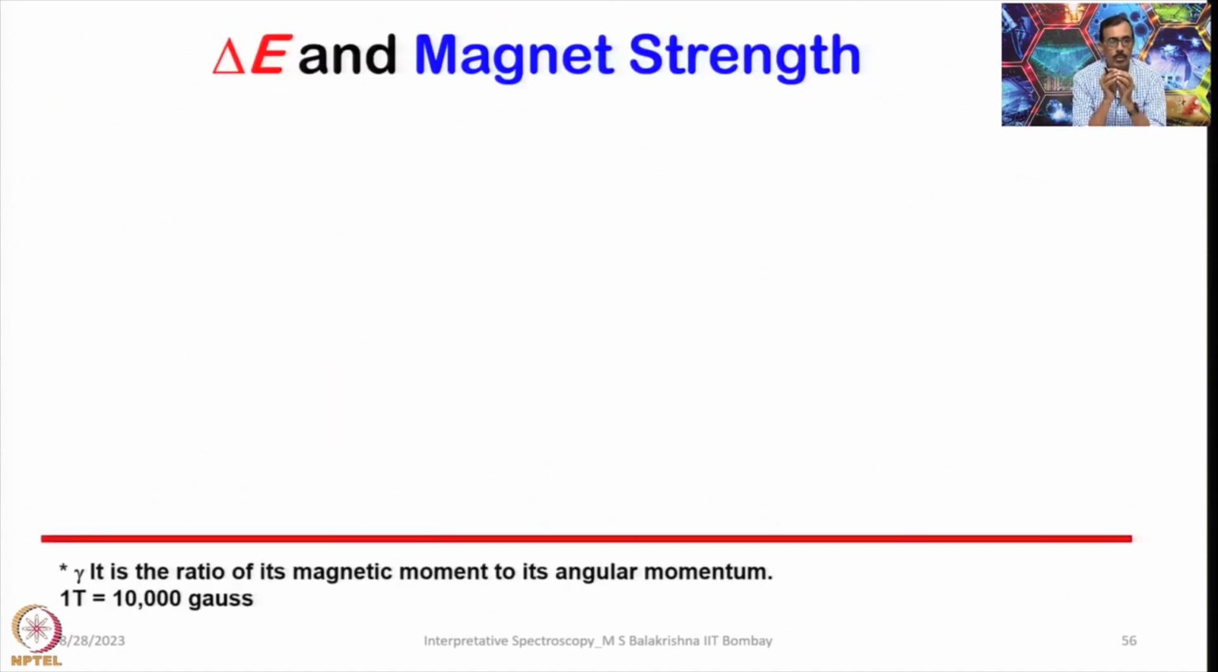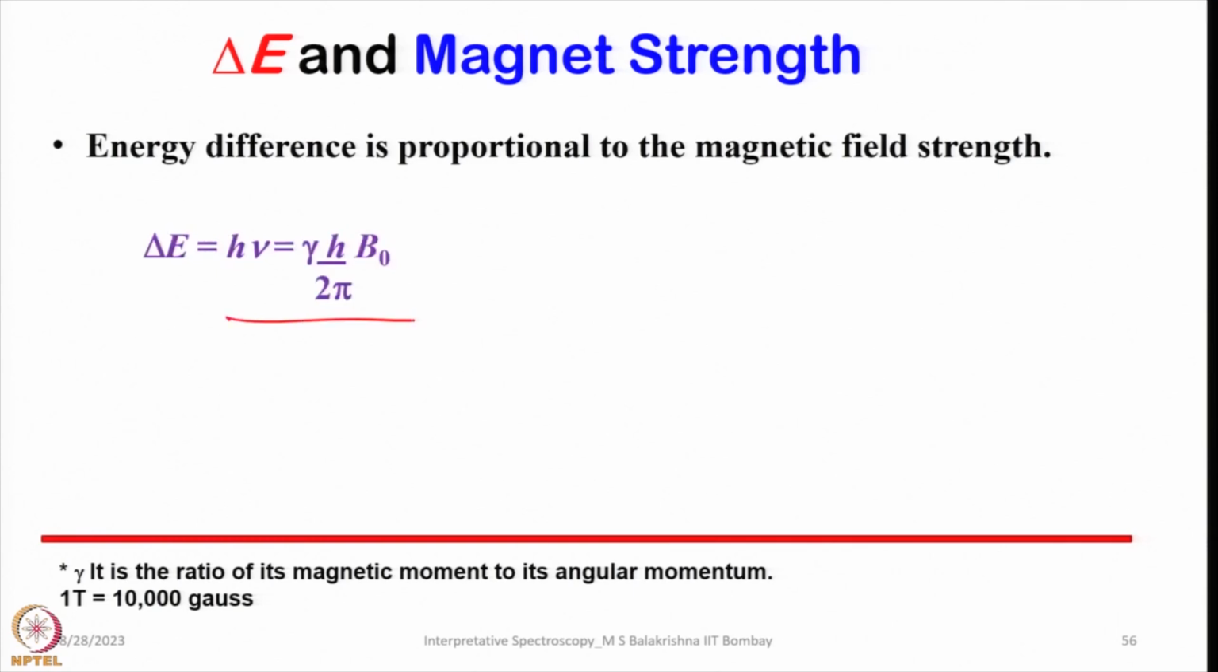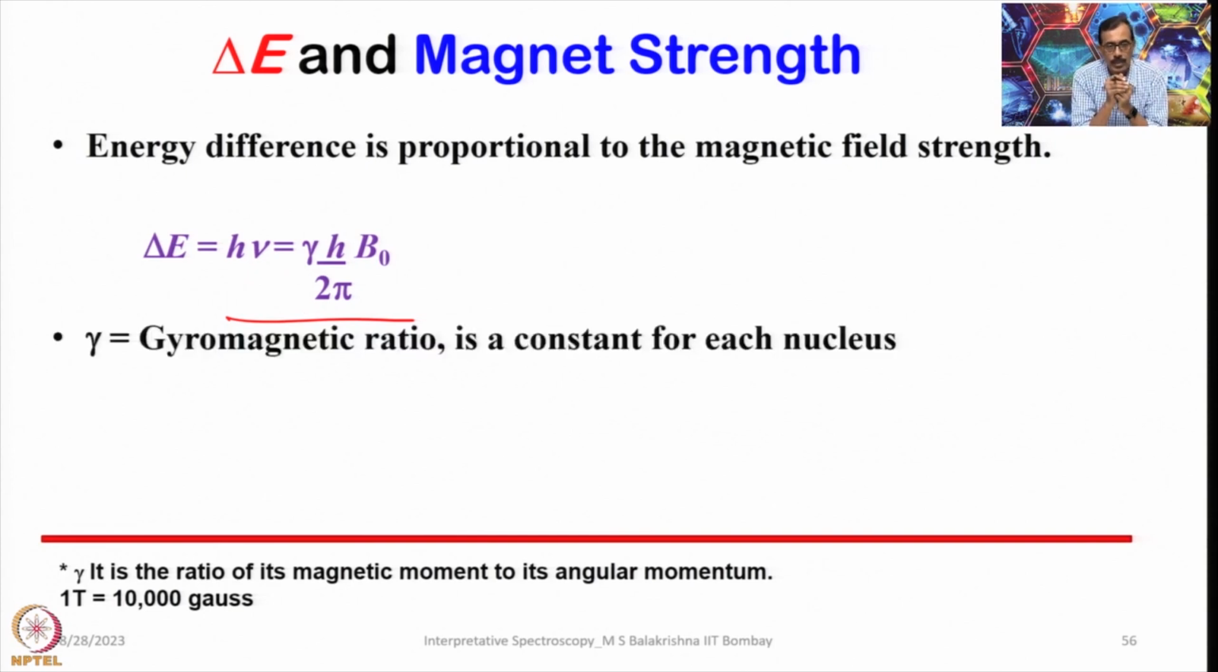Now let us look into the energy associated with this nuclear transition and magnet strength. The energy difference between the two nuclear spin states is directly proportional to the magnetic field strength, and that is given by this equation: h nu equals gamma h B naught over 2 pi. Of course, h cancels and it simplifies to nu equals gamma B naught over 2 pi. Gamma is the gyromagnetic ratio, a constant for each nucleus, and for hydrogen it is 26.753 radians per Tesla per second. And if you have difficulty understanding the magnetic field strength in Tesla, 1 Tesla equals 10,000 Gauss.